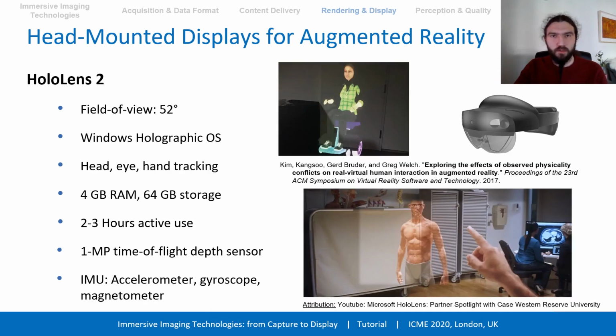HoloLens 2 is one of the leading HMDs for AR. It has these technical specifications written on the left column. It has head, eye, and hand tracking capabilities with an increased field of view of 52 degrees. Compared to the human visual range, this field of view can still be noticed, as shown here in the bottom figure. The visuals are not solid and they are ghost-like for the moment, and they convey a sense of holograms from science fiction movies. Nevertheless, having many capabilities, it is one of the leading HMDs for augmented reality applications.